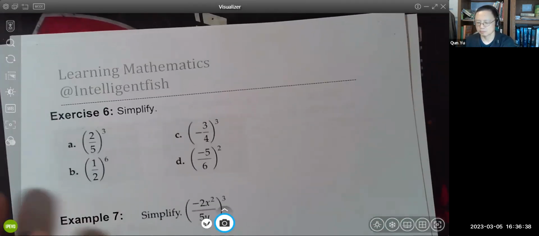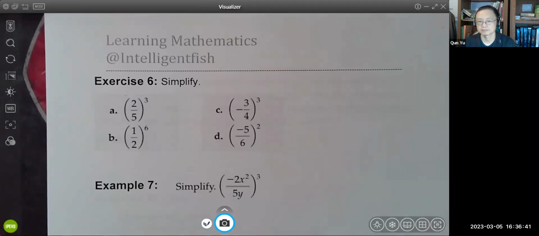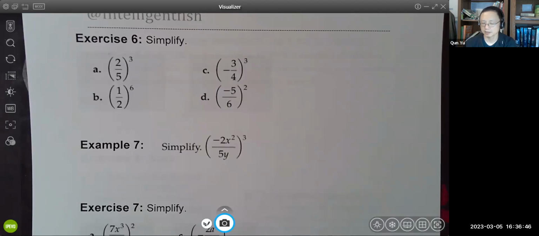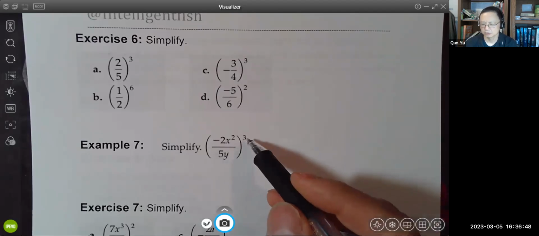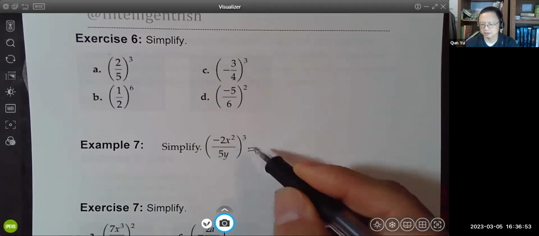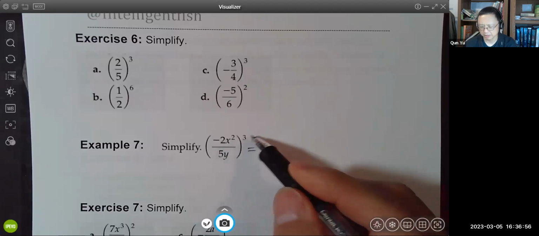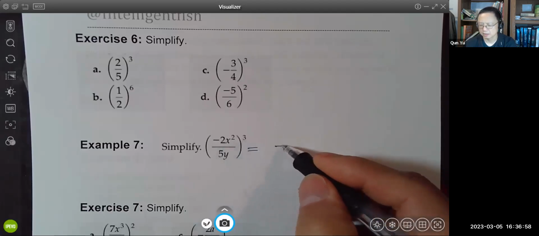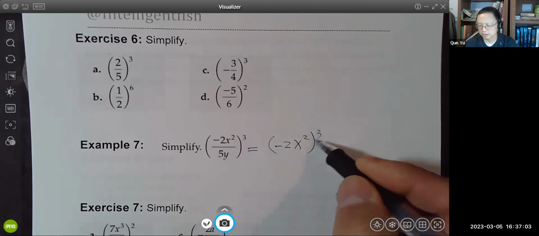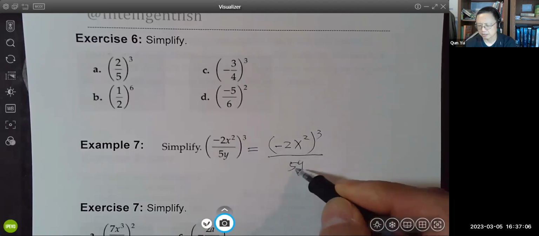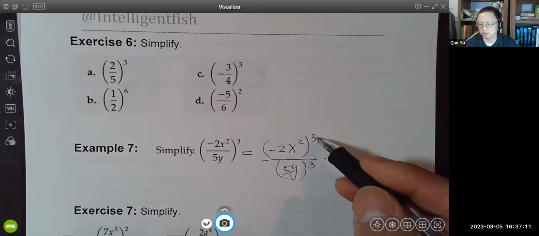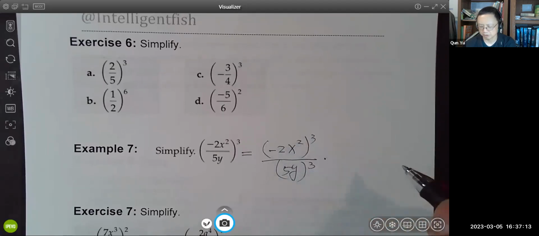Now, more exercise. Our example number 7, we have a rational expression raised to the third power. Basically, each one of these is raised to the same power. So we get negative 2x squared to the power of 3 and 5y to the power of 3. Remember, third power means multiply itself 3 times, right?